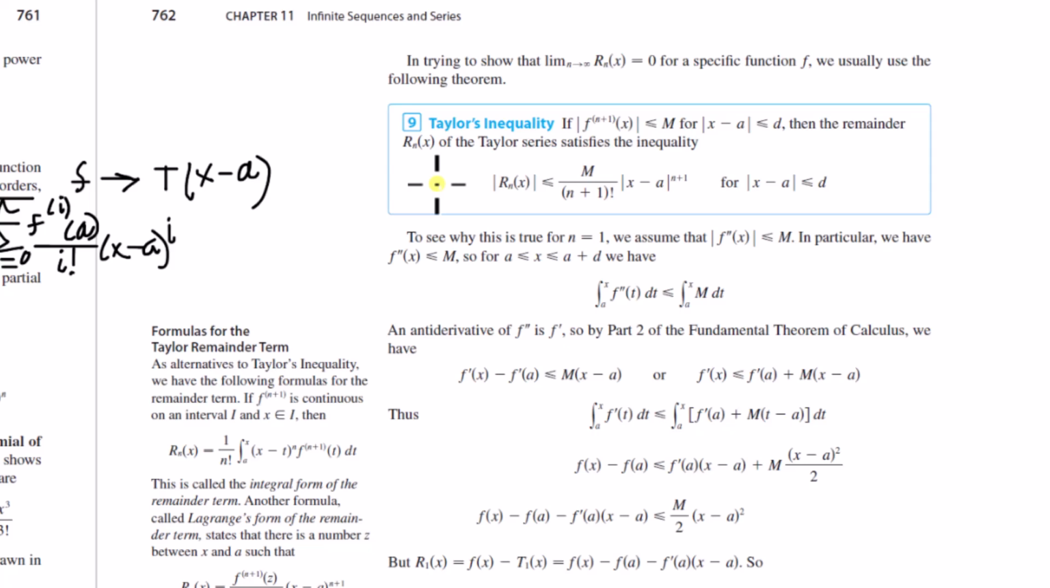So in the next section, we're going to talk about using Taylor polynomials to get estimates for function representations as series, and Taylor's inequality is going to allow us to quantify the accuracy of that estimate. But again, here, that's not what we're using Taylor's inequality for. Here, we're using Taylor's inequality to get the R sub n of x and use that to take the limit as n approaches infinity of R sub n to prove that f of x is equal to its Taylor series.